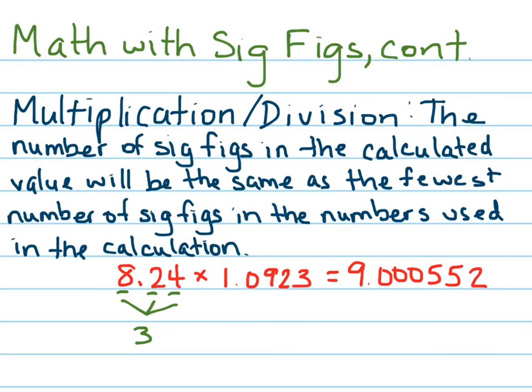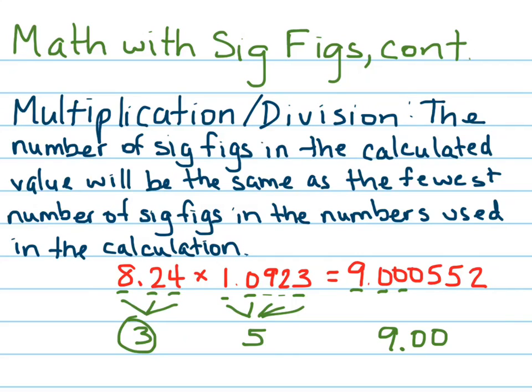So remember that the number of significant figures in the calculated value, which is my answer of 9.000552, needs to be the same as the fewest number of significant figures in the numbers that I used in the calculation. The numbers I used in the calculation are 8.24 and 1.0923. 8.24 has 3 significant figures and 1.0923 has 5. I have to go with the fewest number of significant figures, which was 3. So my answer can also only have 3 significant figures, 9.00.